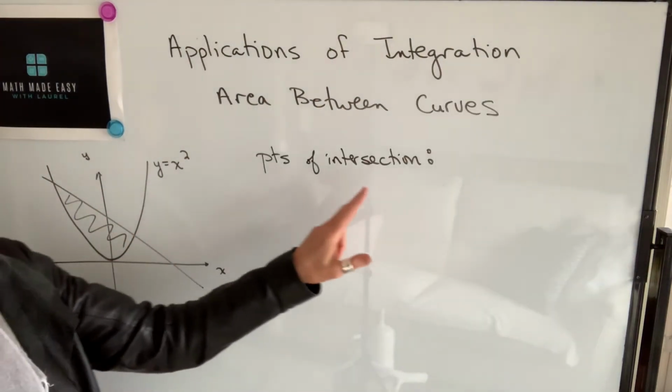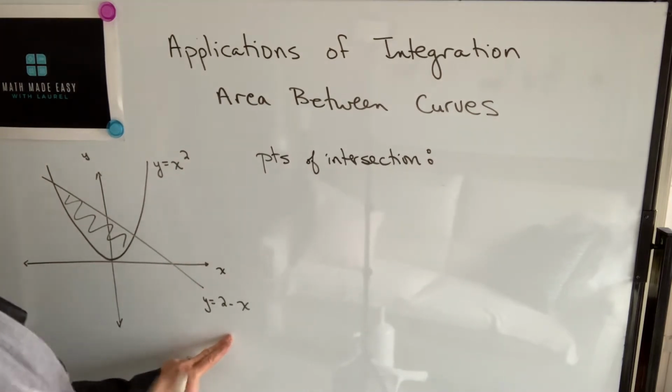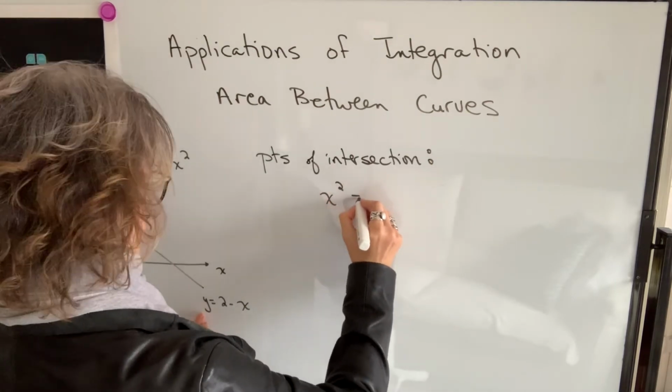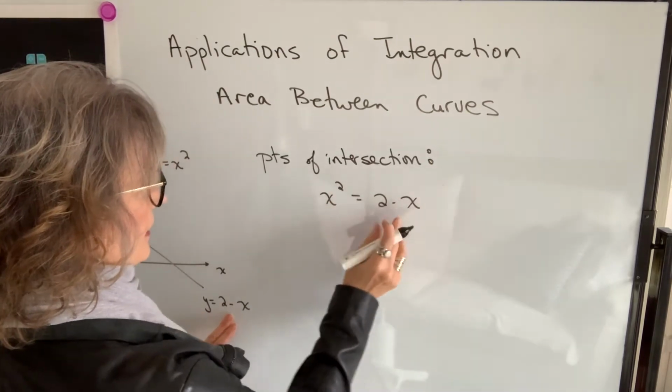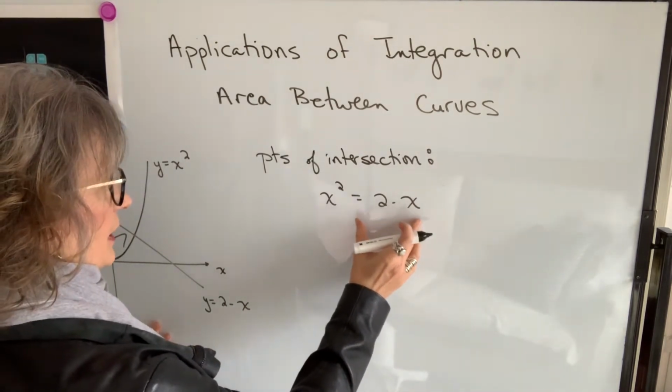In order to find the points of intersection, you make the two functions equal to each other and you solve. So the y values have to be equal. So when x squared is equal to 2 minus x, that's going to allow you to find your points of intersection. In order to solve this equation, let's make it equal to 0.